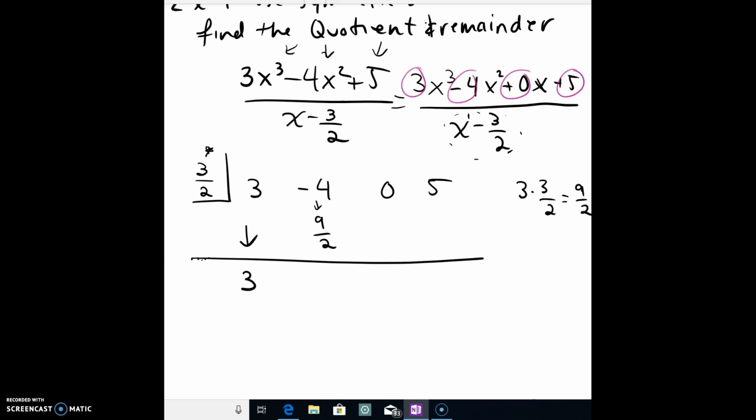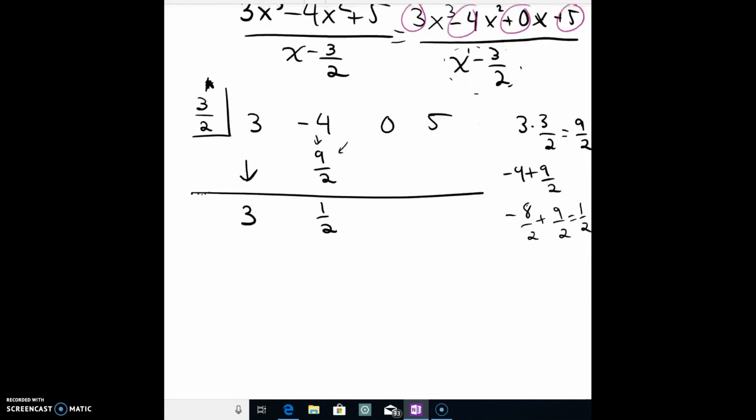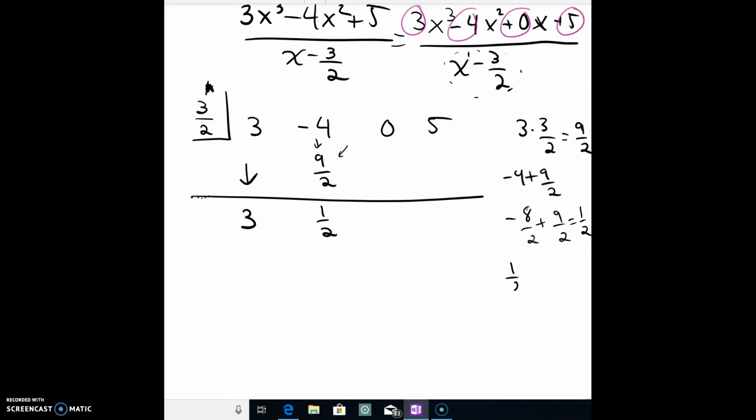Once we put this number underneath that next coefficient, then we add. So -4 plus 9 halves, well, that's the same thing as saying -8 over 2 plus 9 over 2. That's going to give us 1/2. So we're going to take 1/2 and drop it down over here. Again, once the number crosses that line, we multiply it by the 0, the number in the chair. So we multiply 1/2 times 3 halves, and we get 3/4. Put it underneath that next coefficient, and then again, we add 0 plus 3/4 is 3/4.